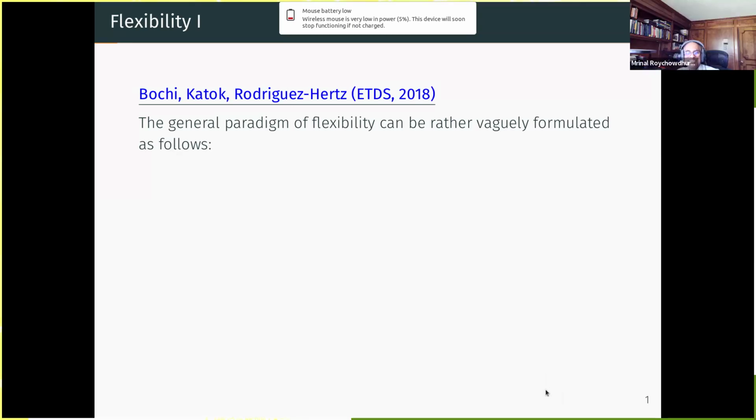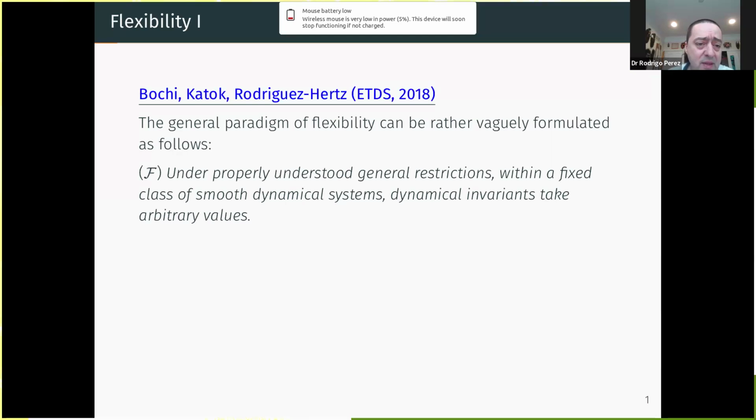All right. Good. Hello. So this is just a baby model to illustrate the general program of flexibility that was started by Bocci, Katok, and Rodriguez Hertz. I'm just quoting them. The general idea is that under properly understood general restrictions, within a fixed class of smooth dynamical systems, dynamical invariance can take arbitrary values.